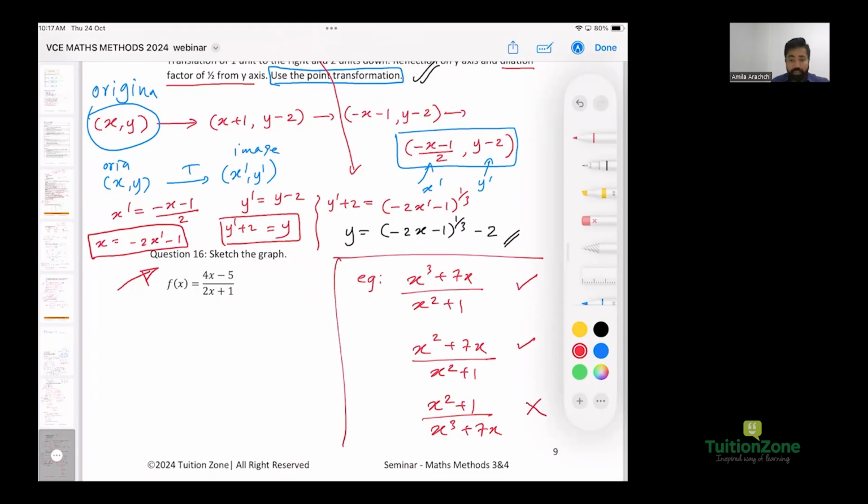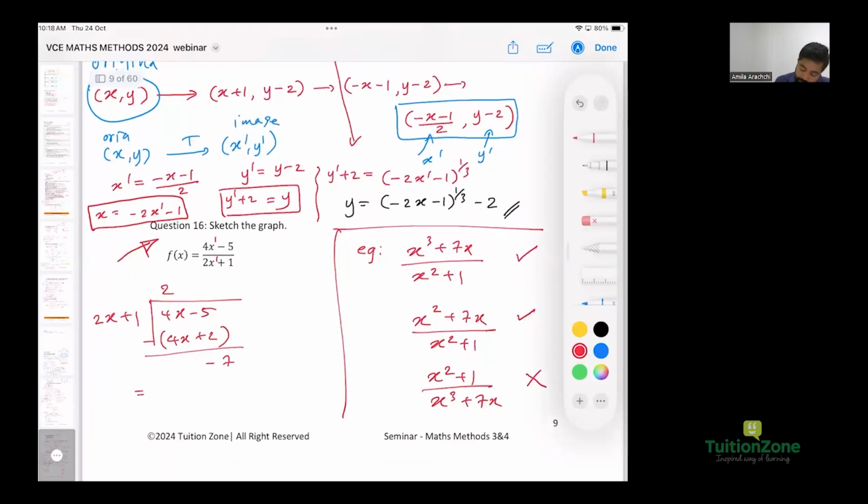So you can clearly see you can do long division here. Why? The powers are exactly the same. So 4x minus 5 divided by 2x plus 1, it becomes 2. Cancel, cancel, so you get negative 7, isn't it? So the final answer is 2 take away 7 over 2x plus 1.